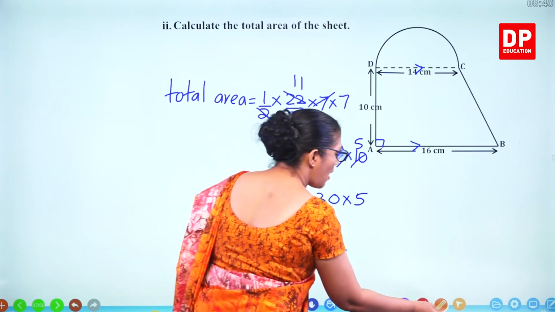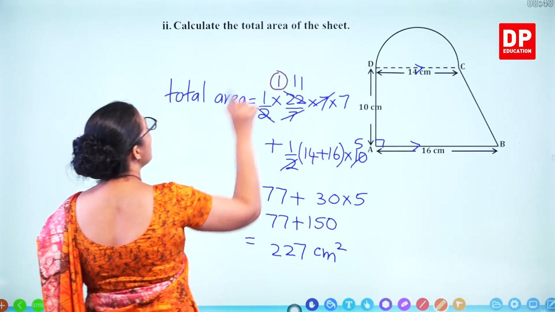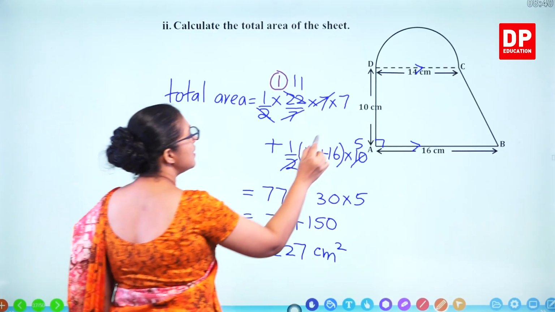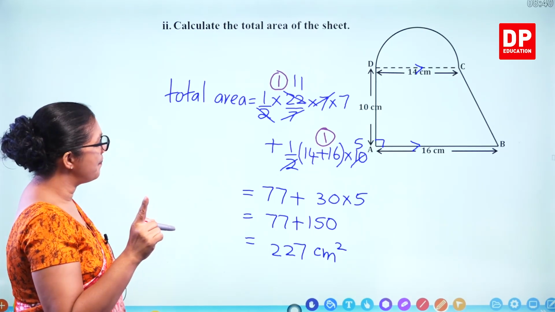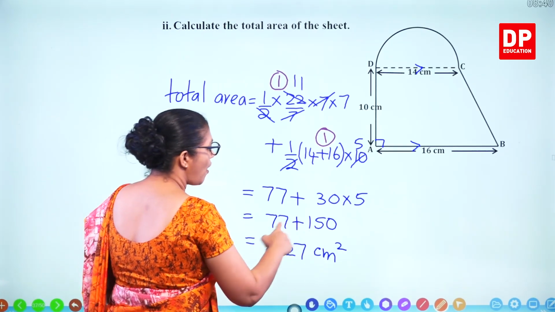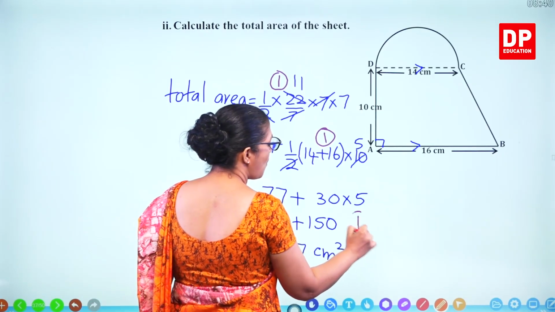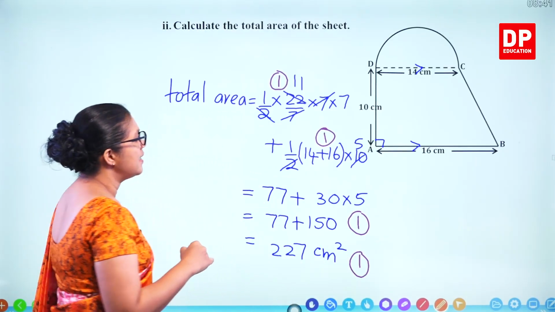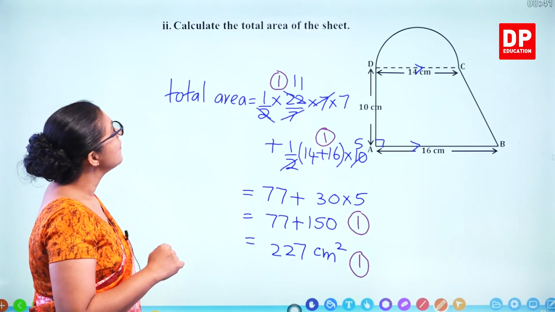So how you get marks for this one? 1 mark for finding area of the semicircle, 1 mark for area of the trapezium. And here, getting either one of these correct, either 77 or 150, 1 mark, and 1 mark for the final answer. So altogether 4 marks for this part.